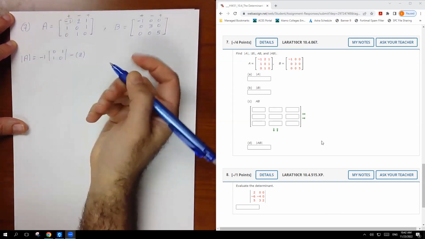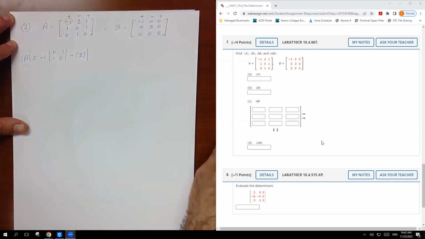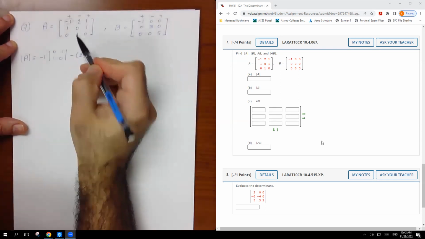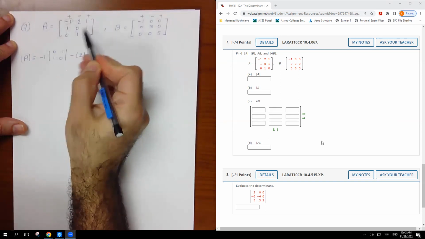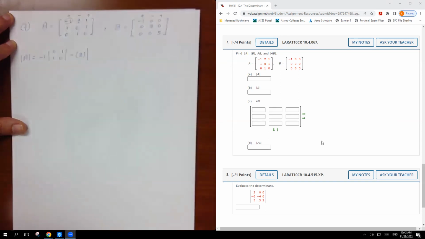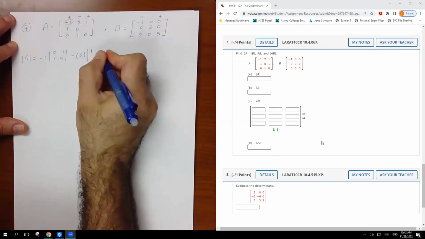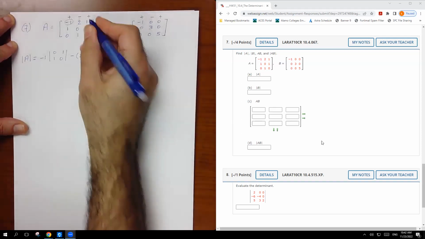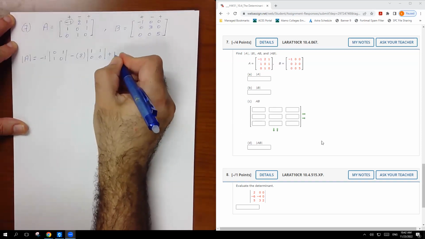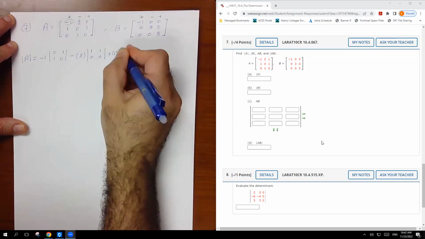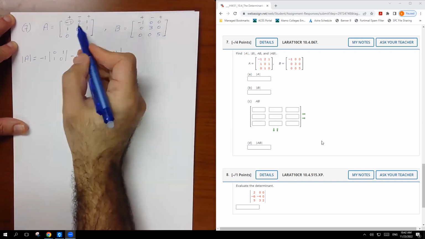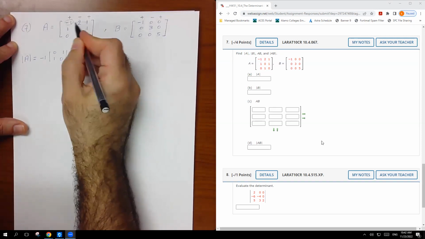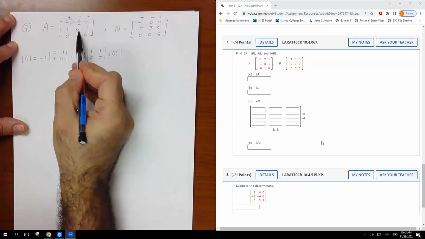Then I'm going to move to the next number, which is going to be -2. Now, I'm going to cancel this row and this column. So the left is 1, 1, 0, 0. Now plus 1. I'm going to cancel this column and this row. The left is 1, 0, 0, 1.